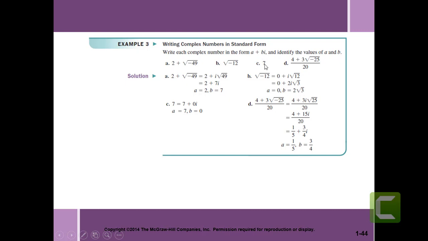Now what about c here? Well, I skipped c. Now c here is a real number, right? So in this case, there is no imaginary part. There's just the real part, so the imaginary part will be 0i. So we can rewrite 7 as 7 plus 0 times i, and in this case, a would be 7 and b would be 0. So pretty straightforward.